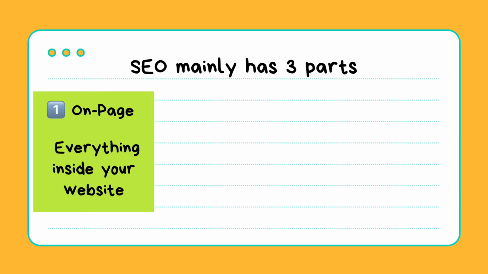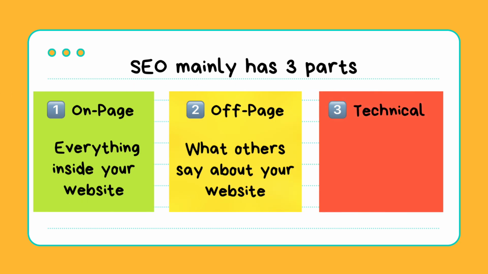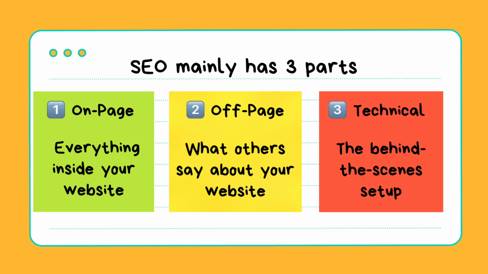One, on-page SEO. This is like the inside setup of your restaurant: the menu, decoration, cleanliness, and service quality. Two, off-page SEO. This is what people say about your restaurant outside: reviews, word of mouth, and ratings. Three, technical SEO. This is like the kitchen system and pipelines, which make everything run smoothly, but customers don't see them. These three pillars together create a strong SEO strategy.